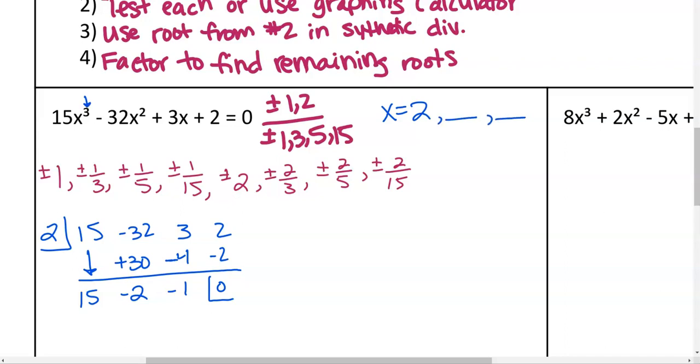Good. And did you look at the graph? Did it cross over 3 times? Yes, it's going to have 3 answers. Okay, so we know 2 is one of the answers. How am I going to find the other ones?